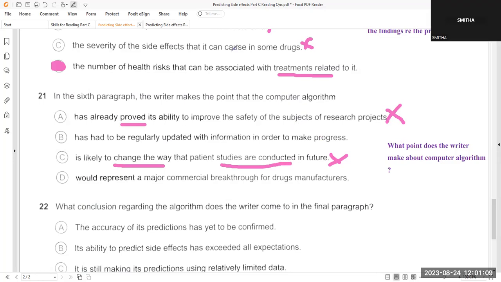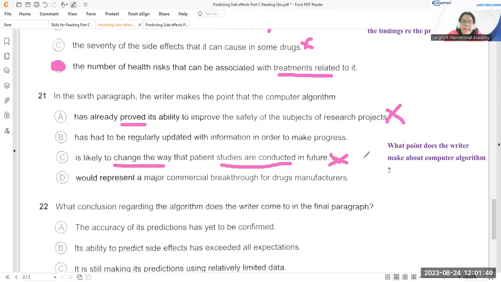No. Not mentioned. They are talking about the future prospect of a potential drug that may be safe for people before and after, and that means study participants can be safe. But did they mention that the algorithm can change the way studies are conducted? No. When they talk about a possibility of a drug that is safe before and after, it means such a drug will make it less risky for participants. But it never said it could change the way patient studies are conducted.